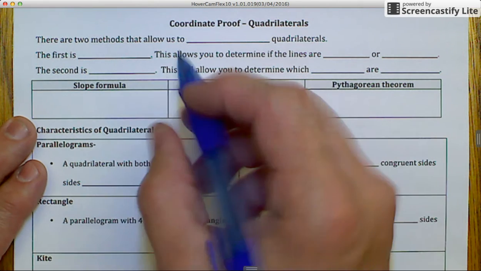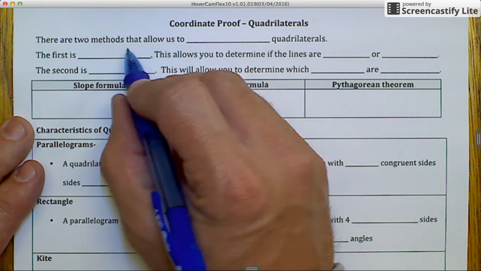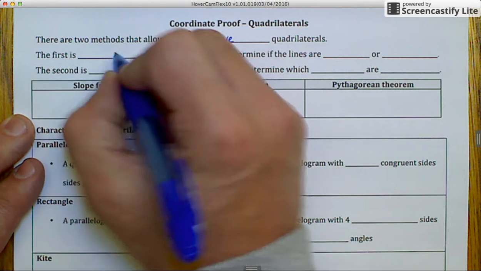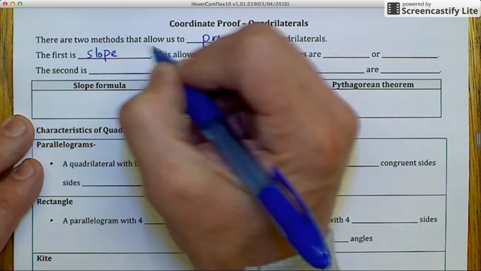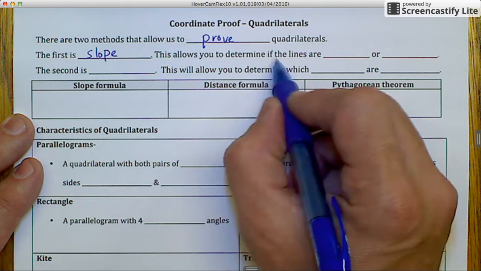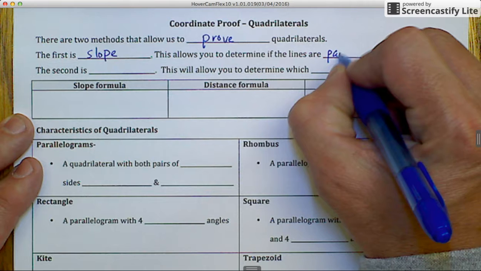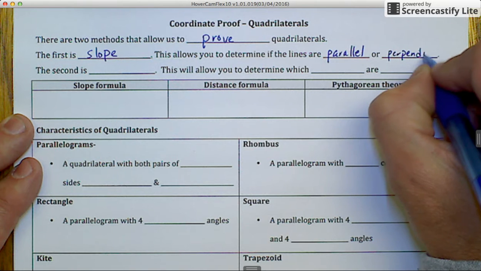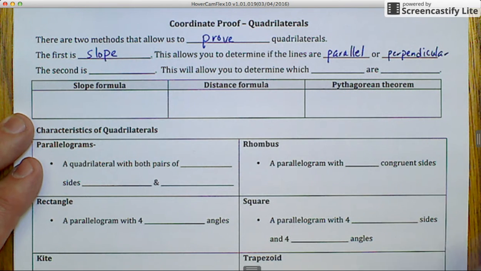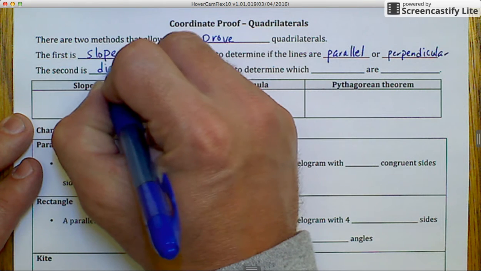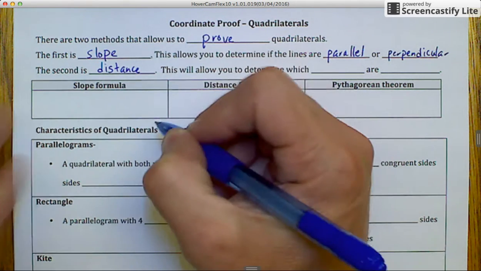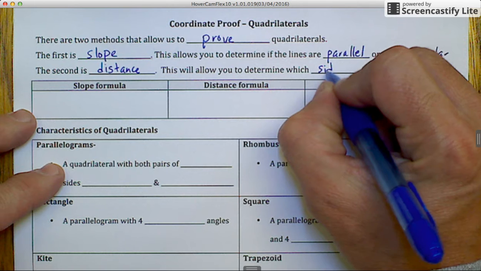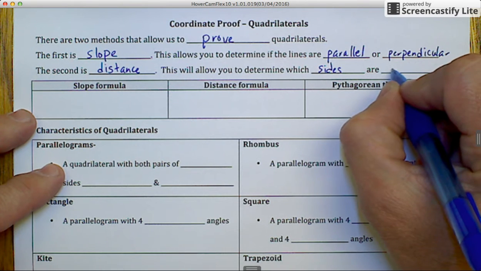So the first thing, again, very similar to the triangles, there are two methods that allow us to prove quadrilaterals. The first is slope. This allows you to determine if the lines are parallel or perpendicular. The second is distance. This will allow you to determine which sides are congruent.